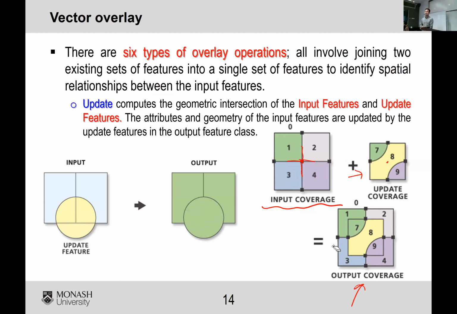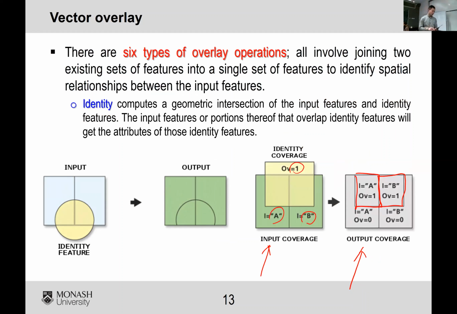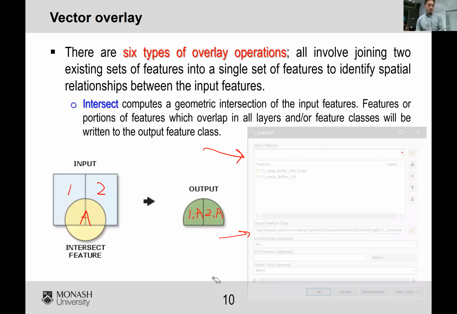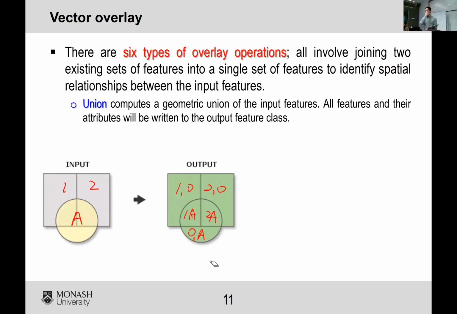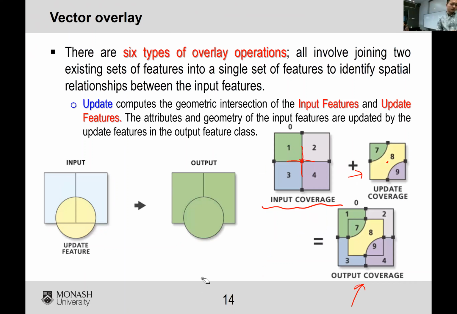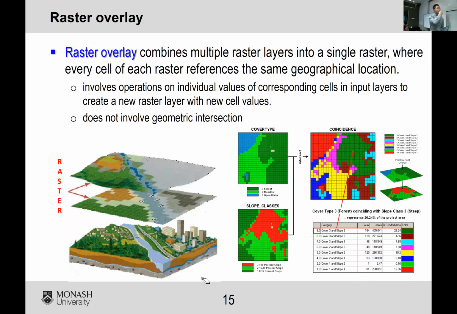Okay. So the identity and update are only used in very specific situations. But the first three, erase, intersect, and union, are very commonly used. So very likely you'll be using them in your project and exam. So pay very close attention to them. So that is vector overlay.